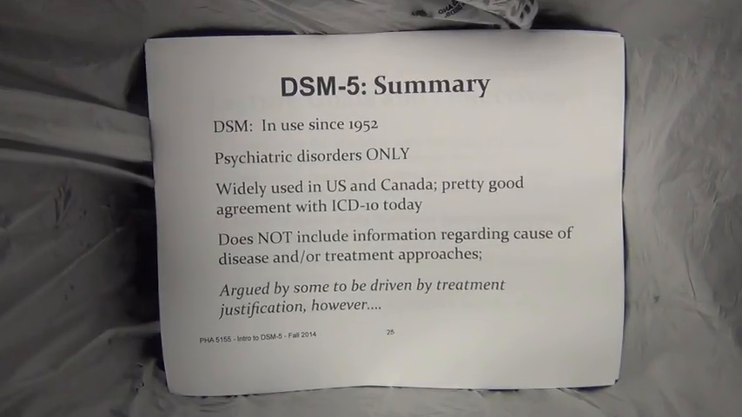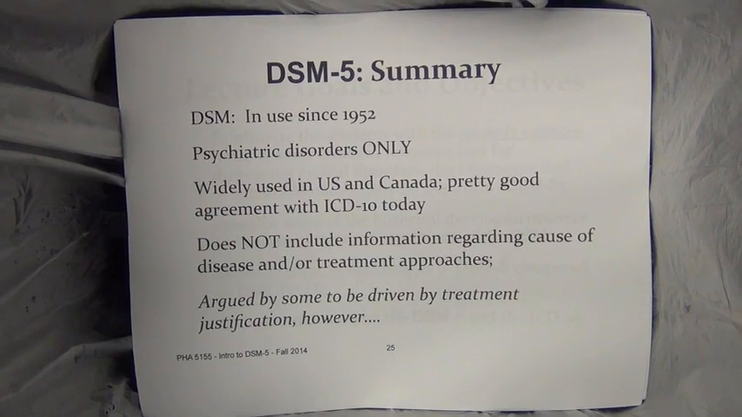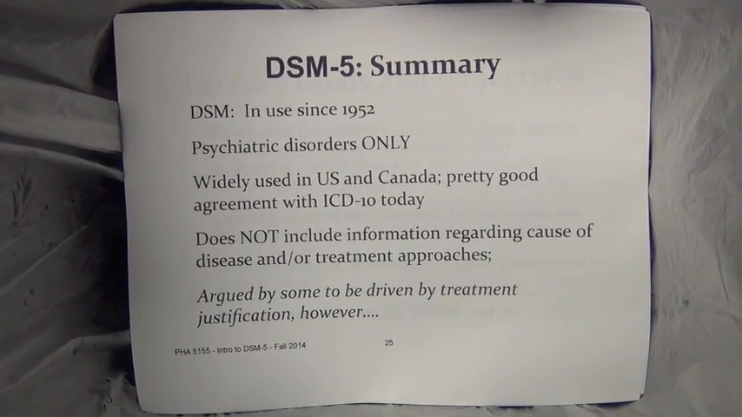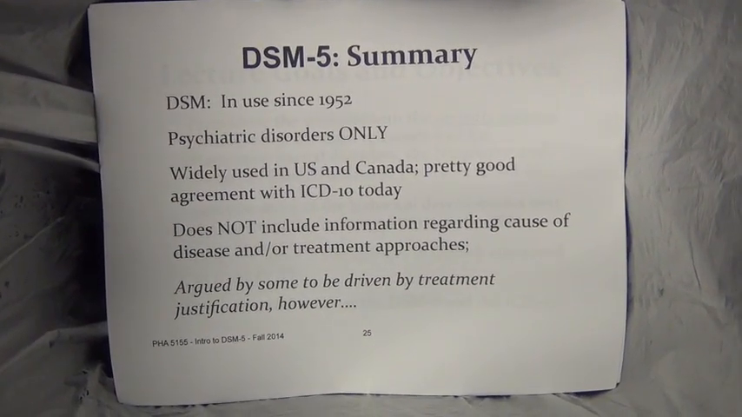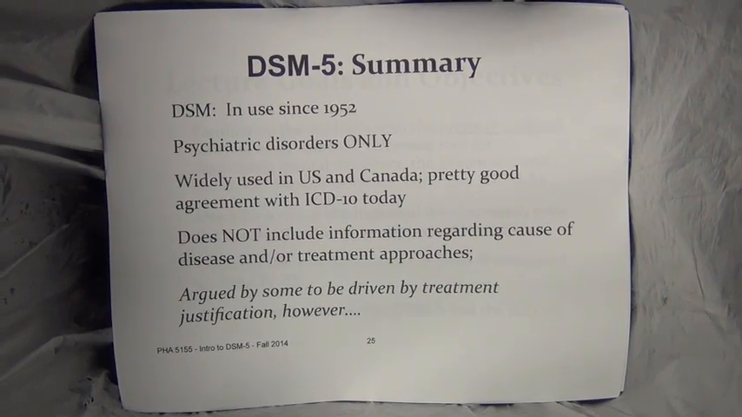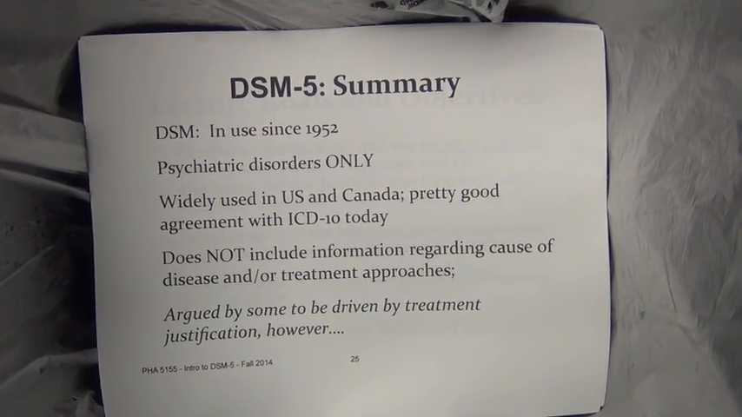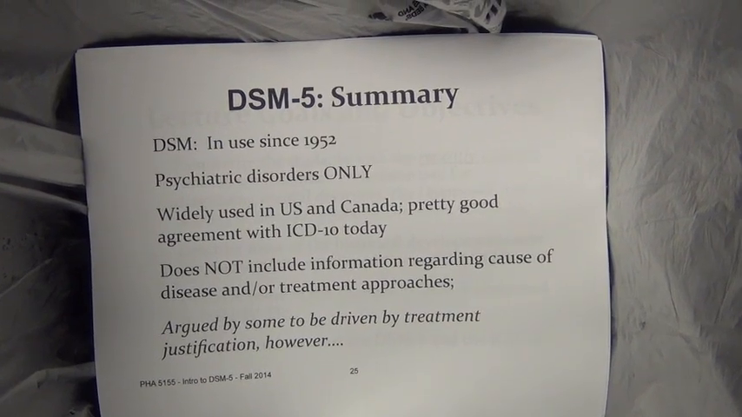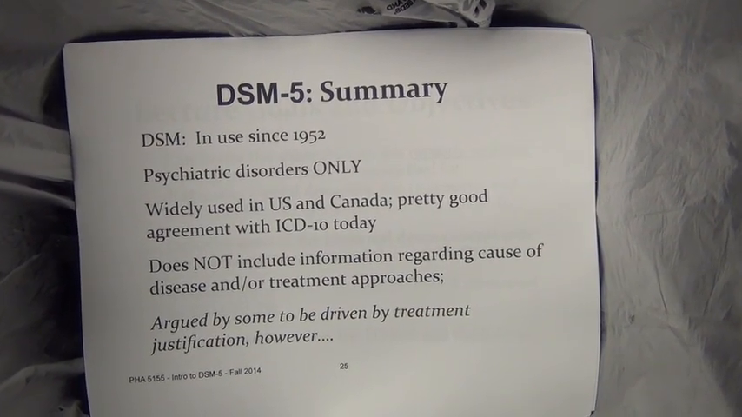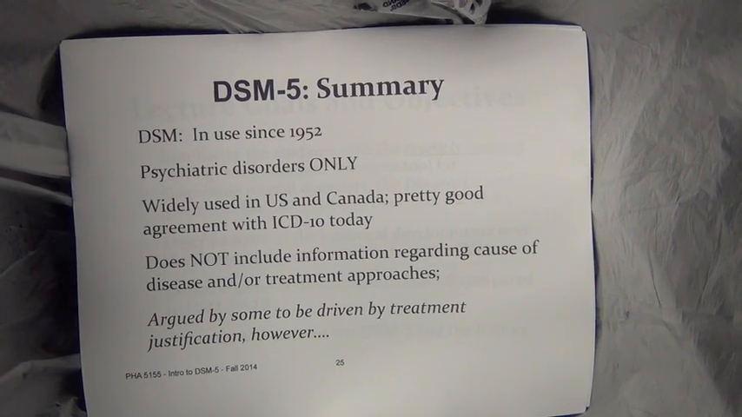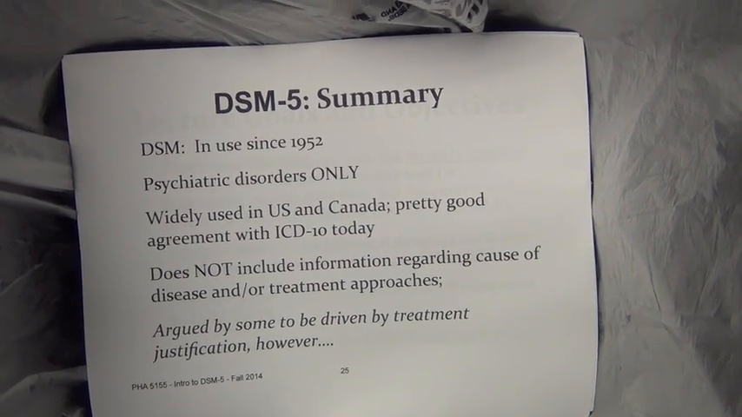Well, to summarize, the DSM has been in use since 1952. It is for psychiatric disorders only, as opposed to the ICD. It's widely used in the U.S. and Canada. It has very good agreement with ICD-10 today. It does not include information regarding the cause of the diseases or the treatment approaches.